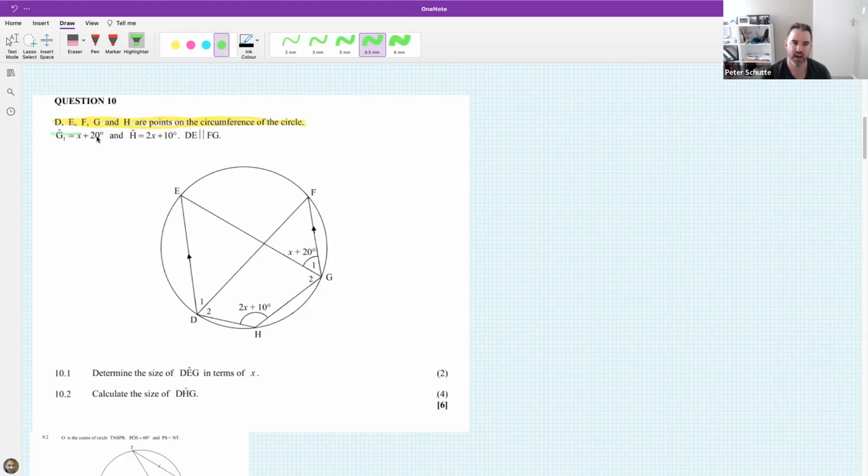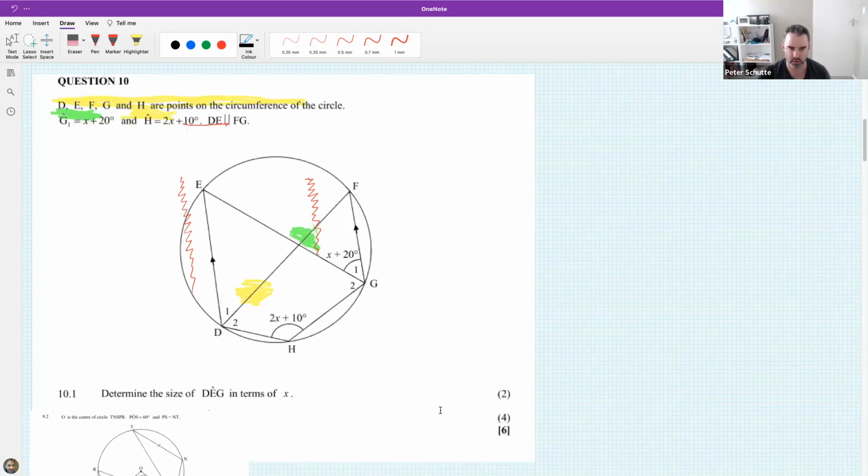I also have G1 is x plus 20, which is down here. So that's where that angle is hanging out. And we have H is 2x plus 10. That's down there. And then we also see that DE is parallel to FG. So when I see that, I need to remember that there are certain angle relationships that are involved with parallel lines. So I want you to try and answer this 6-mark question.